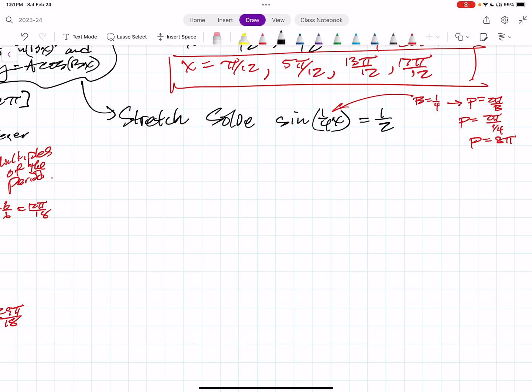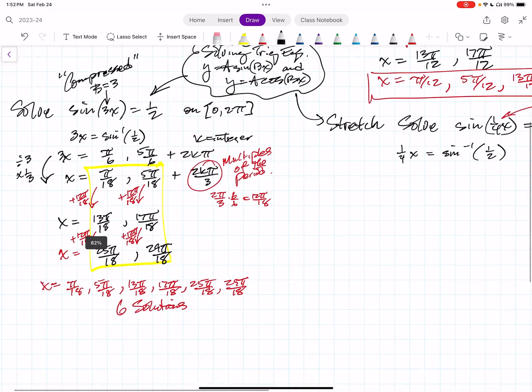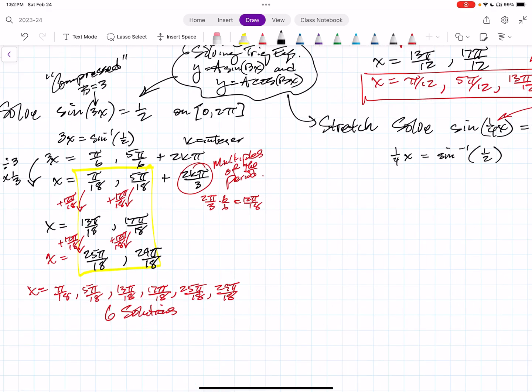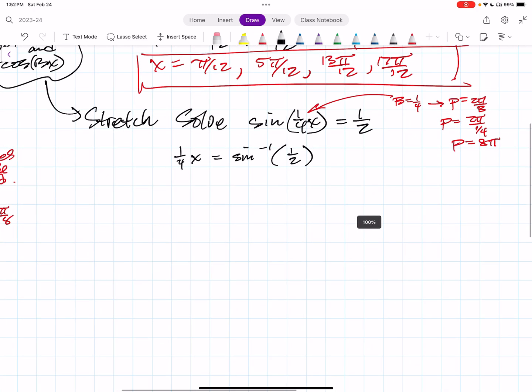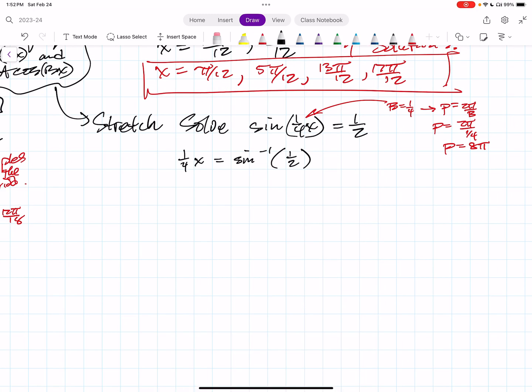Okay, so we take the inverse sine. This doesn't change this step. You take the inverse sine of 1/2, and guess what? You get the same two solutions as we always get. Look again, in every single one of these, you start off with pi/6 and 5pi/6 because we're dealing with the same value, right? We're taking the inverse sine of 1/2. So that doesn't change, but it's equal to 1/4 x now, which is completely different.